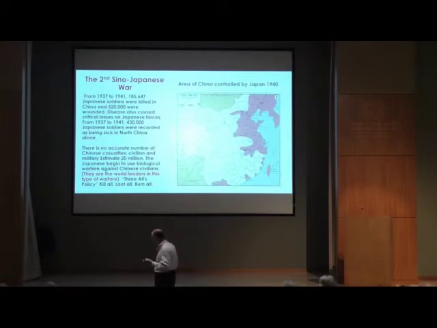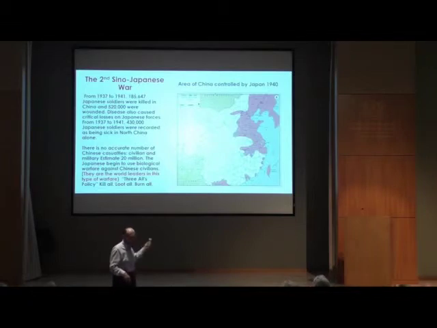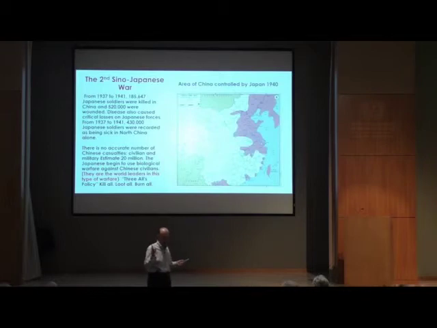They had a policy in the north, again, called the Three Alls. They were so desperate to get China to quit, they said, we're going to kill all, loot all, and burn all to get the Chinese to stop this war. And as I told you earlier, if you look at the map, they captured all that territory and all the major coastal cities. And still the Chinese refused to quit.